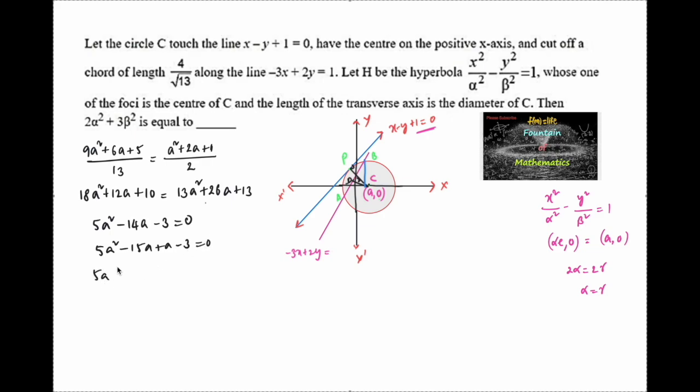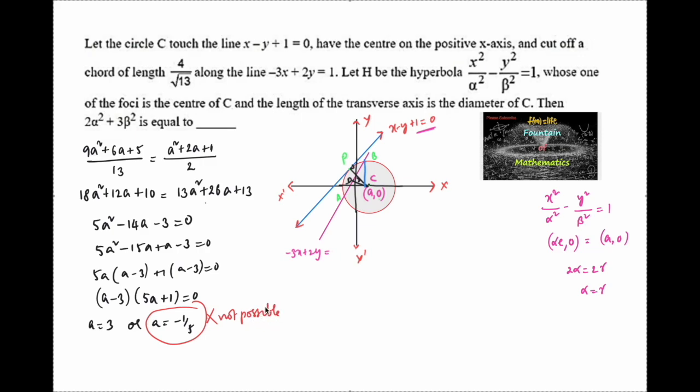So we can do factorization, 5a times (a minus 3) and again plus 1 times (a minus 3) is equal to 0. So we can write (a minus 3) into (5a plus 1) is equal to 0. So a is equal to 3 or a is equal to minus 1 by 5. Since the center is on the positive x-axis, a cannot be negative. So this is not possible. So we can consider a is equal to 3.